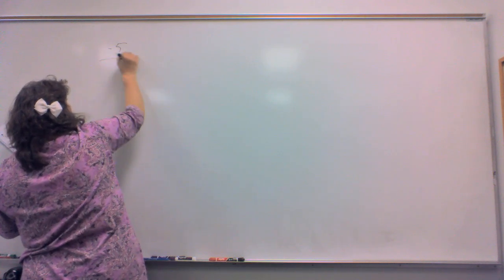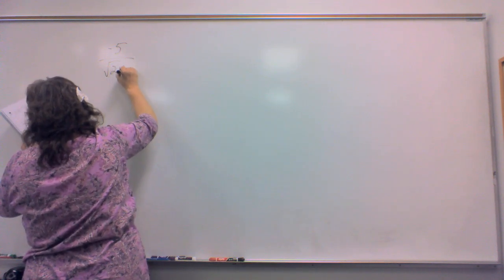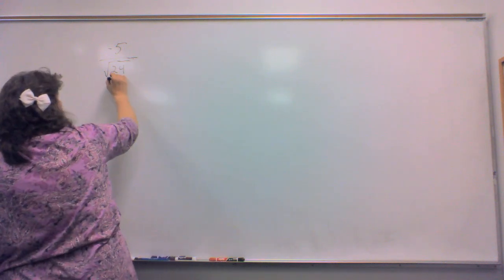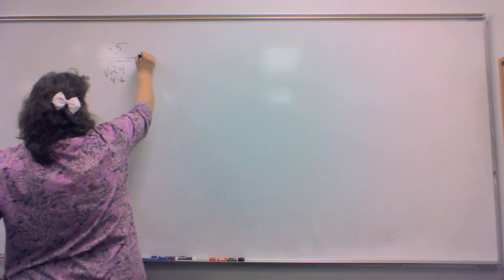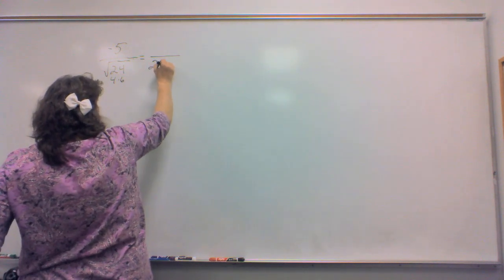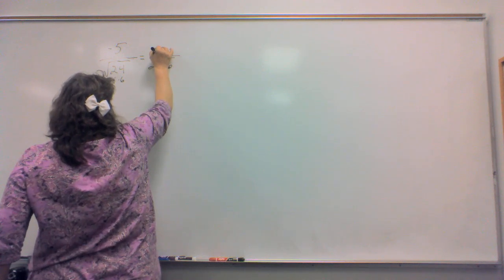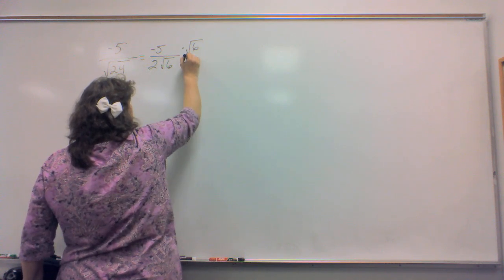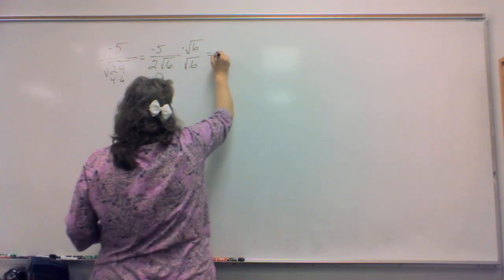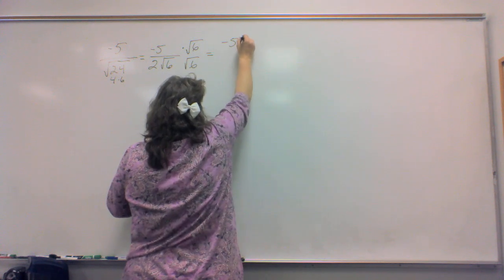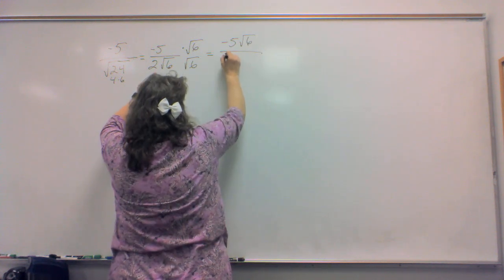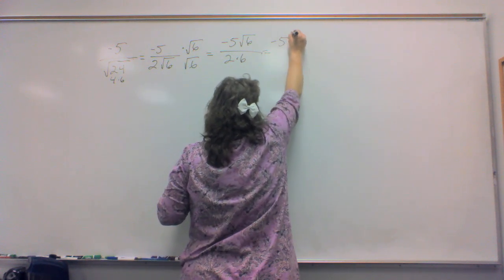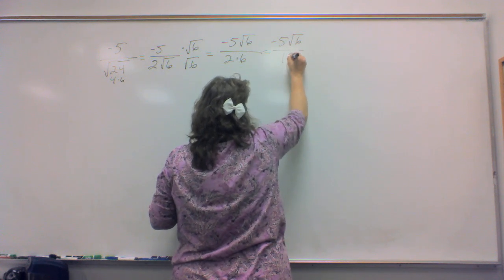Negative 5 over square root of 24. Now, I can simplify that. Square root of 24 is 4 times 6. Square root of 4 is 2. So this is 2 square root of 6, negative 5 on top. Now, let's multiply top and bottom by square root of 6, because that'll get rid of that, giving me negative 5 square root of 6 on top, and 2 times 6 on the bottom gives you negative 5 square root of 6 over 12.